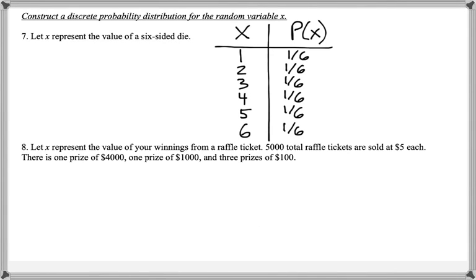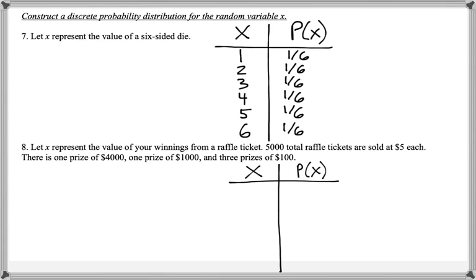Let X represent the value of your winnings from a raffle ticket. 5,000 total raffle tickets are sold at $5 each. There is one prize of $4,000, one prize of $1,000, and three prizes of $100. So we want to construct a discrete probability distribution, which means we need to list all of the values of X along with the probabilities.